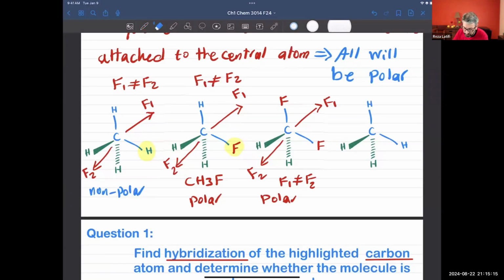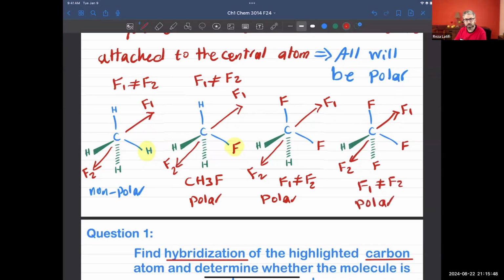What if I change 3 of them? The answer is going to be obvious and it's polar. So you can't cancel the hydrogen by any force. So this force clearly is not equal to that force. Call this one F1. This force is not equal to that force. Call that one F1, and this is F2. F1 is not equal to F2. Again, it is polar. Okay, in all cases, polar. So if you have 4 identical elements, then it will be nonpolar. But if you change one of them, or 2 or 3 of them, for sure it will be polar.